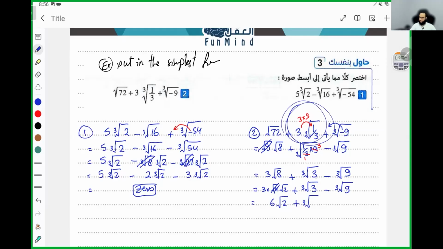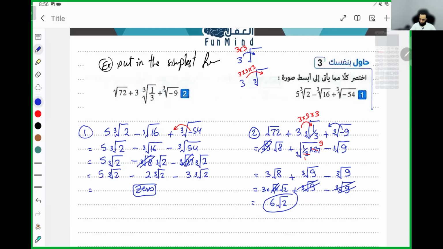Actually, there is a problem here. We have a mistake. If the 3 is outside the square root, put it inside the square root as 3 by 3. But if the 3 is outside the cubic root, put it inside the cubic root as 3 by 3 by 3. There is another 3 here because it's a cubic root. Then it's going to be 27. Divided 3 equals 9. Then this is 9, and this is 9. You got the mistake? Yes. So cubic root 9 minus cubic root 9, 0. And this is the answer.